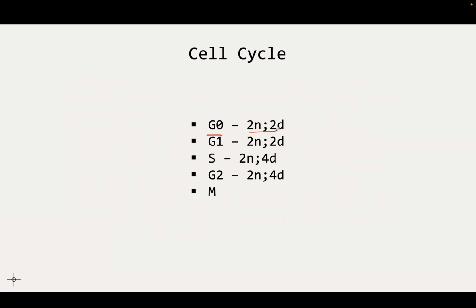Once in G1, if there are no abnormalities, the stage varies in length due to different rates of division. These cells are going to be diploid, and they have one chromatid per chromosome. So diploid, again, still being 2N, 2D.